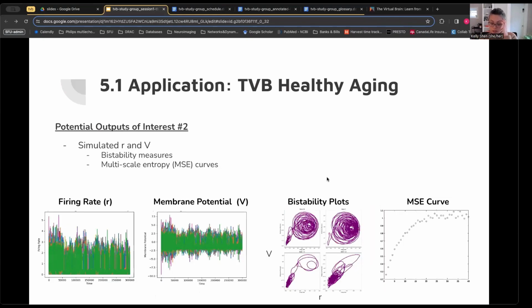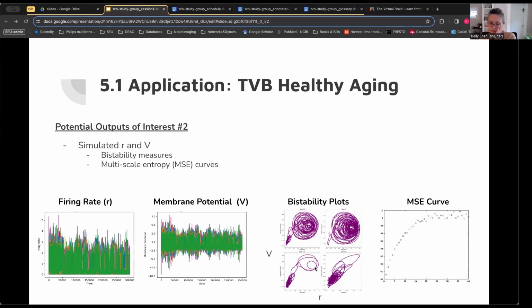Something else you might want to do is examine the state variables, the firing rate and the membrane potential. Here, Justin's just plotted some of those for one simulation, for each node, their membrane potential and the firing rate. We'll go into this in a lot more detail in one of the later sessions. We can examine their dynamical behavior.